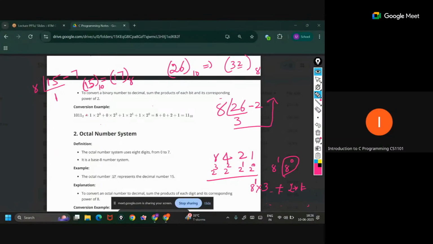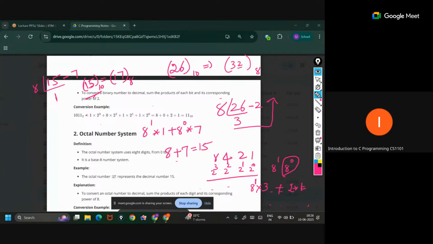Okay, now let's check the 17, which is nothing but 8 to the power of 1 into 1 plus 8 to the power of 0 into 7. So what is the value? What is 8 to the power of 1 into 1? It's 8. Plus 8 to the power of 0 into 7 is 7. So 8 plus 7 is 15. Yeah, that is the value we have got.